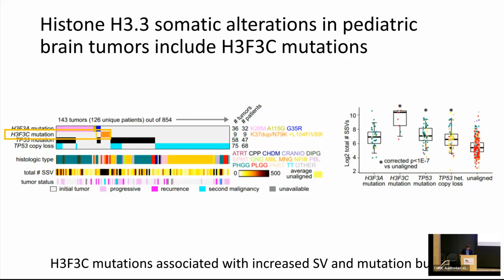And on the right, we find that those 9 H3F3C mutated tumors have very high numbers of SVs detected as compared to tumors in these other alteration classes, including tumors with P53 mutations. So these mutations are associated with very increased SV as well as mutation burden. And H3F3A has been known in cancer, but I think H3F3C has not really been reported in cancer, or maybe would deserve more attention in light of these findings.